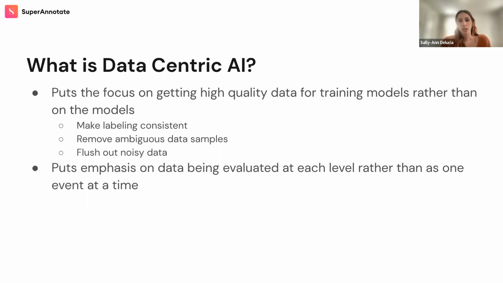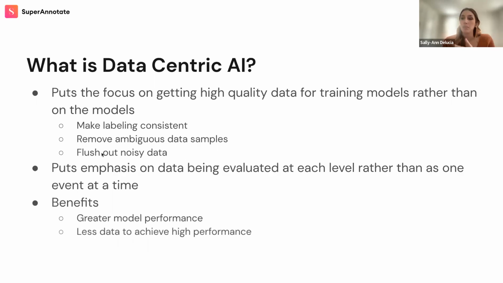The data-centric thinking approach puts emphasis on data being evaluated at each level rather than one event at a time. So usually with model-centric thinking, we're only evaluating our data after training. And this can hinder workflows and block engineers from really leveraging the full potential of their data. Whereas with the data-centric approach, we're focusing on the data and then continuously evaluating the quality of our data over time. And so 2 main benefits of this are greater model performance and then less data to achieve high performance.